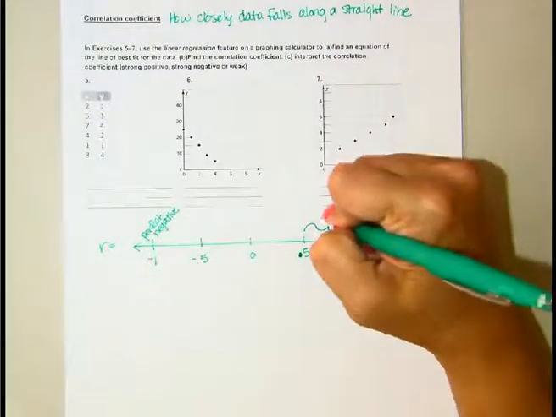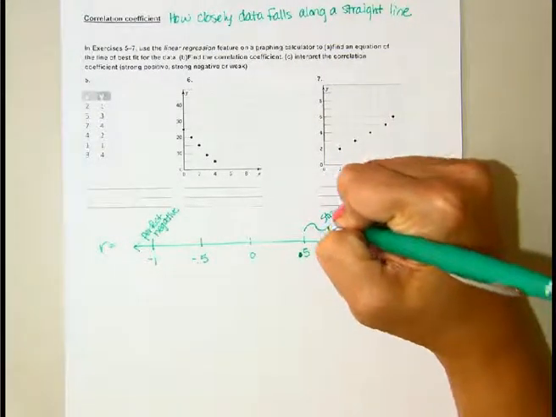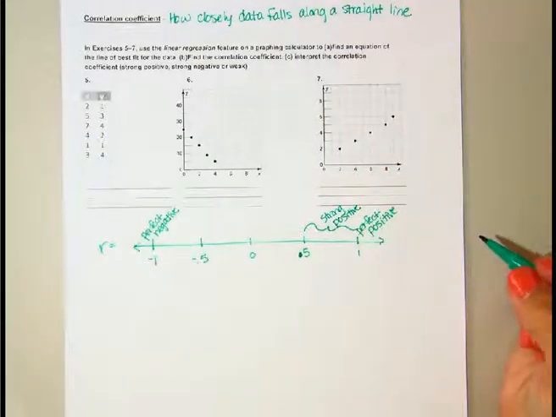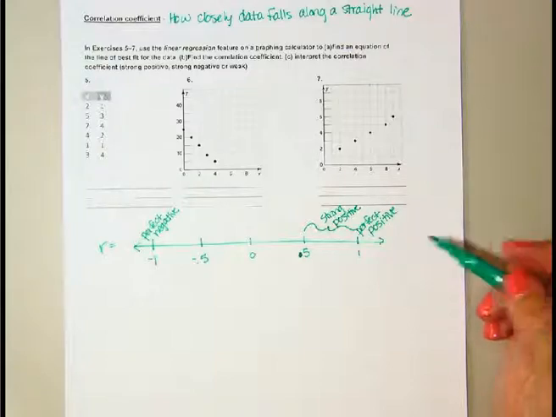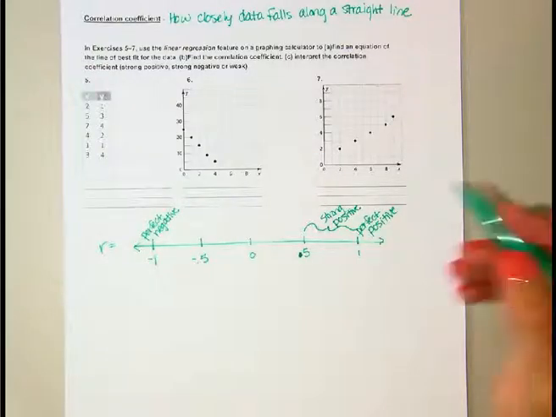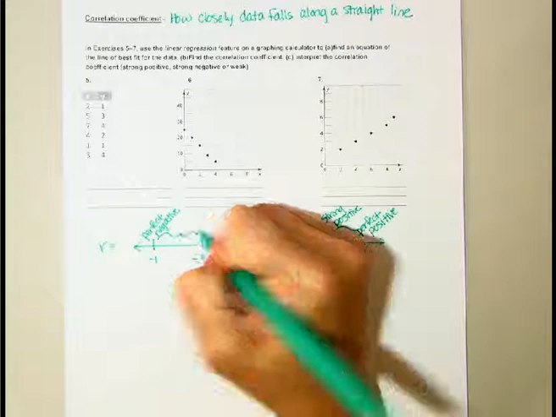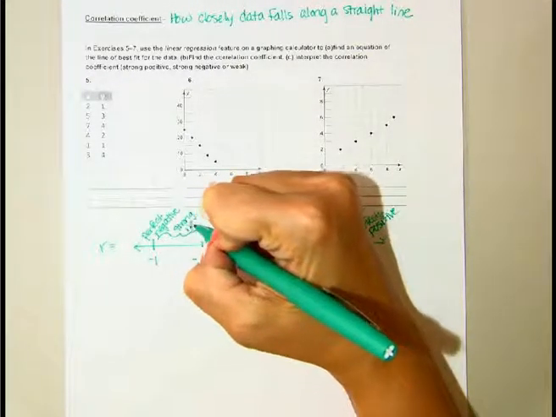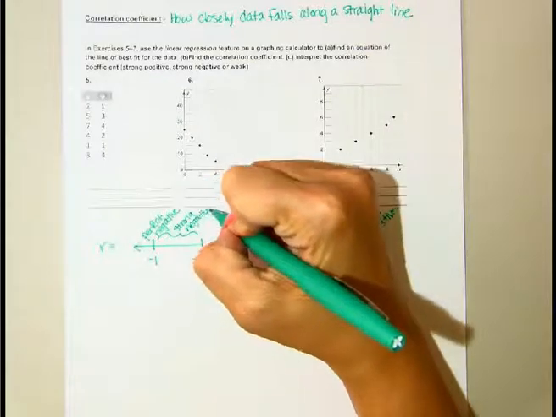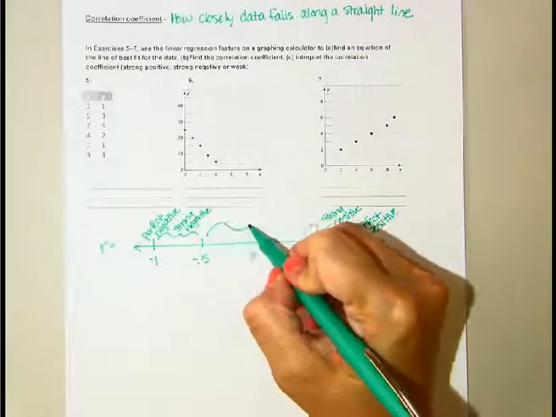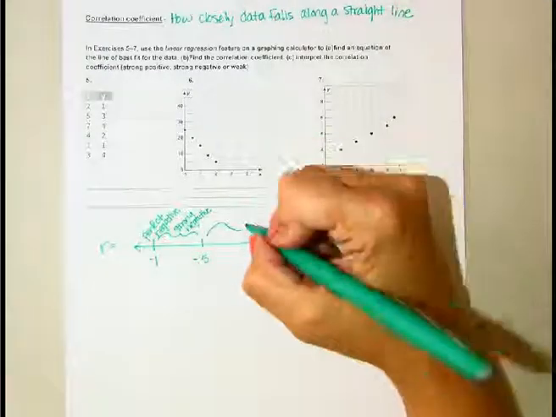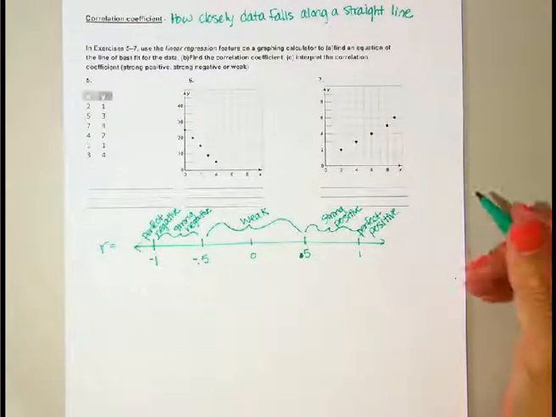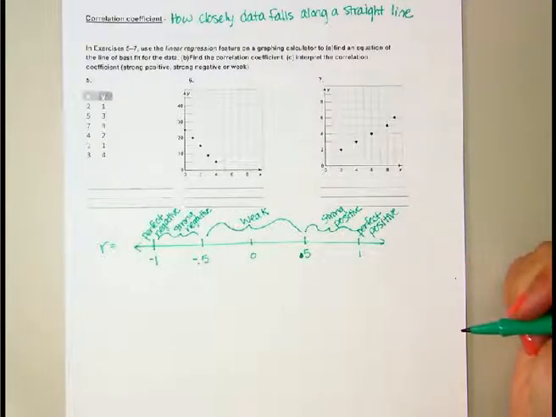and 1 is what we call a strong positive. It means those points are pretty close to a straight line, or you can at least see a straight line within them. So that means between -1 and -0.5 is a strong negative. And then anything between -0.5 and 0.5 is weak. It means we can't really form a straight line with that data.